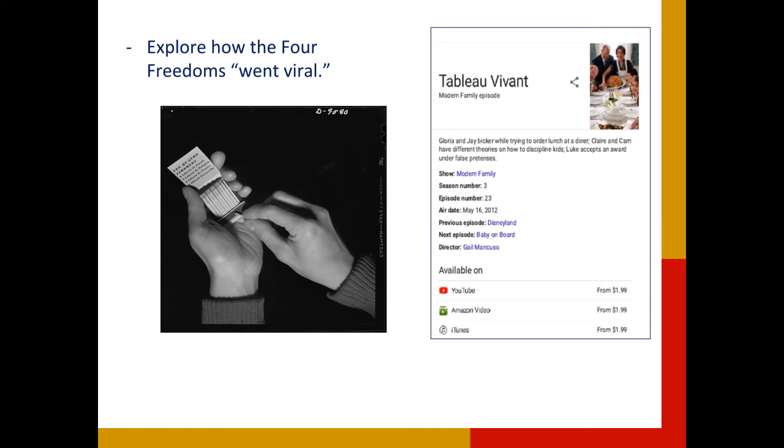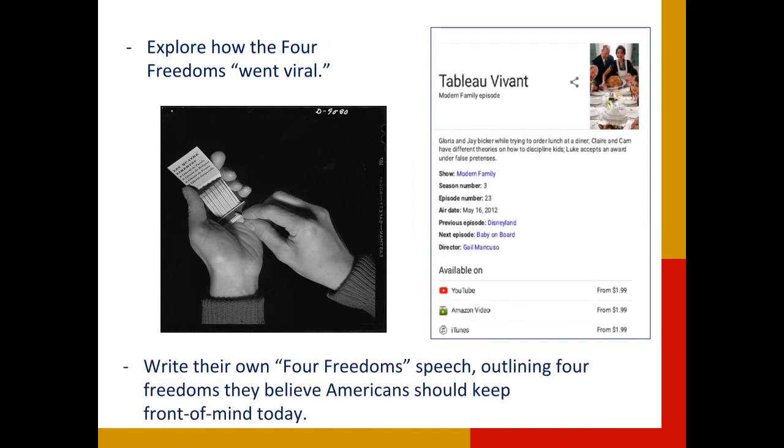So after the students have looked at this span of the idea of the Four Freedoms, then again they engage in some debriefing and it provides you with a chance to do some assessment, because they're asked to write their own Four Freedoms speech in which they outline 4 freedoms they believe Americans should keep front of mind today.